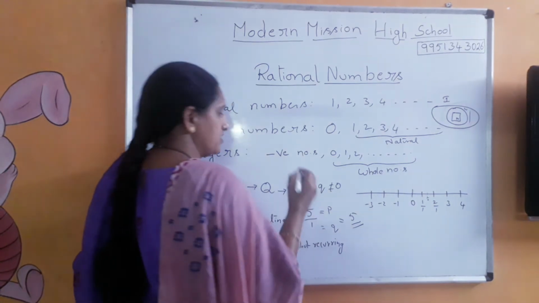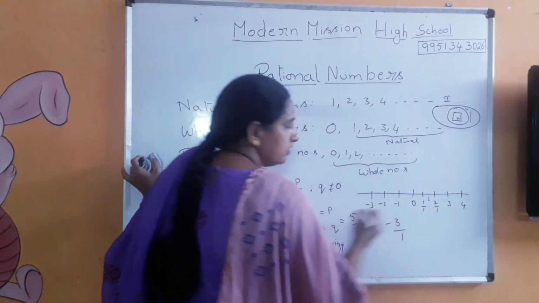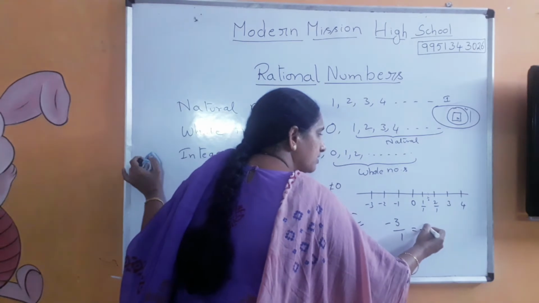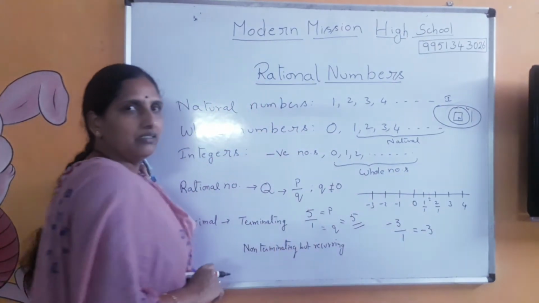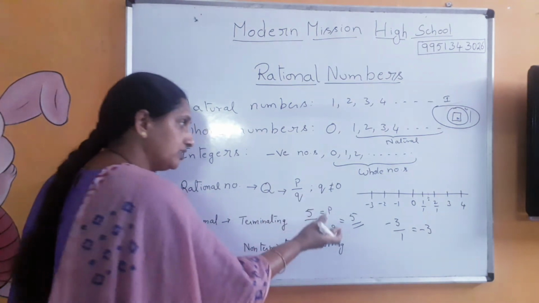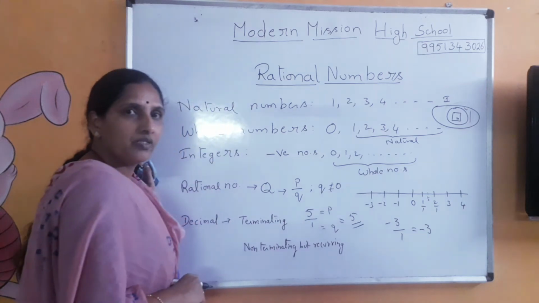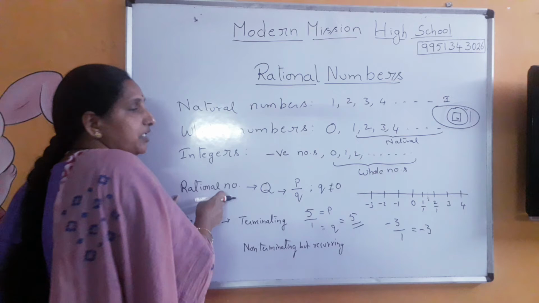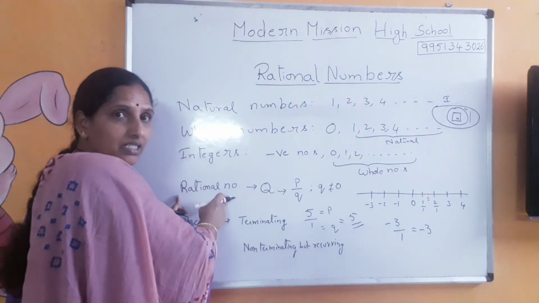Let us take minus 3. Minus 3 by 1 is equal to minus 3, because anything divided by 1 gives the same number again. So minus 3 is also a rational number as well as an integer. So all these numbers come under rational numbers.